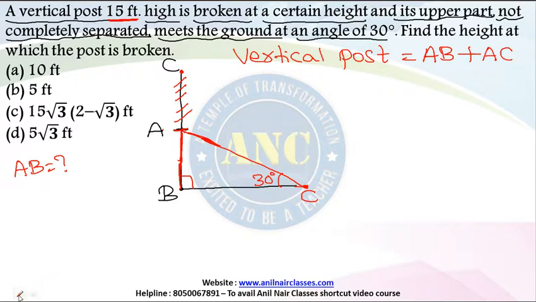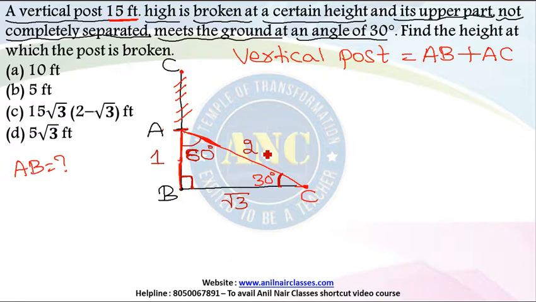Now think a little logically, you will get the answer within seconds. Can I say that this is 30, this is 90, the remaining angle A should be 60 degrees, right? Now if I think like this, opposite to 30, if it is 1 unit, then opposite to 60 will become root 3 units, opposite to 90 will become 2 units, because in a 30, 60, 90 triangle the side ratio is 1 is to root 3 is to 2.